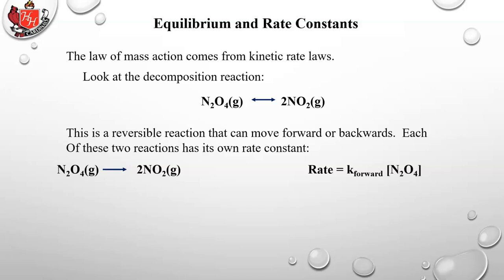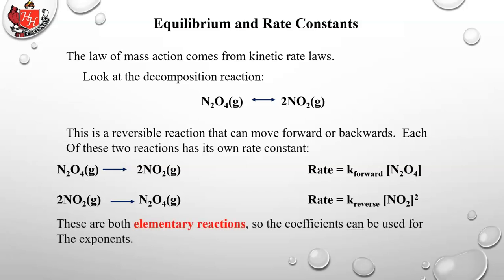So the rate is going to be, now this is going back to kinetics, this is the rate law. It's the rate constant for the forward reaction times the reactant, which is N2O4. And then the reverse reaction, you just turn it around, and it's going to have its own rate constant. So rate equals K reverse times NO2 squared. And we're assuming these are both elementary reactions, so the coefficients can be used for the exponents.